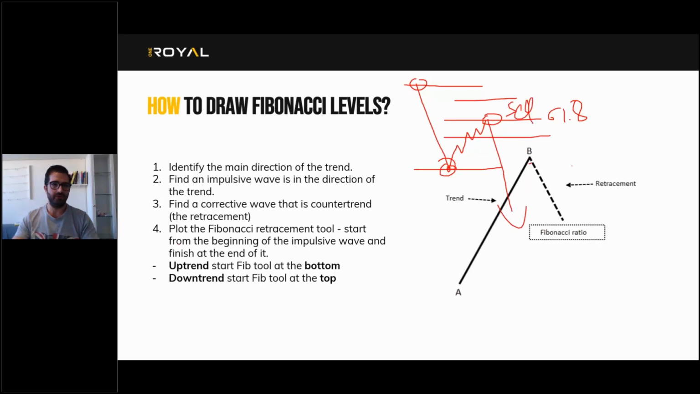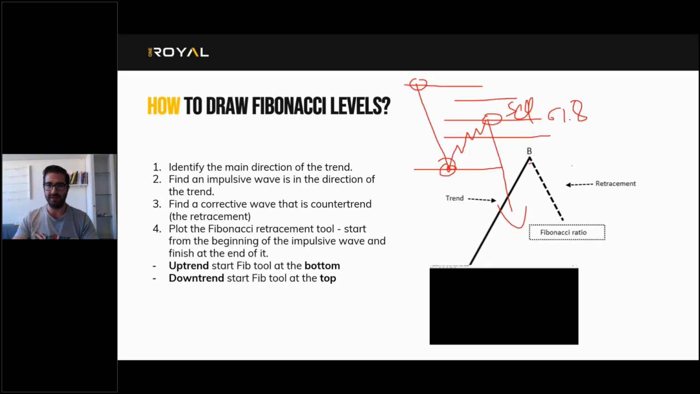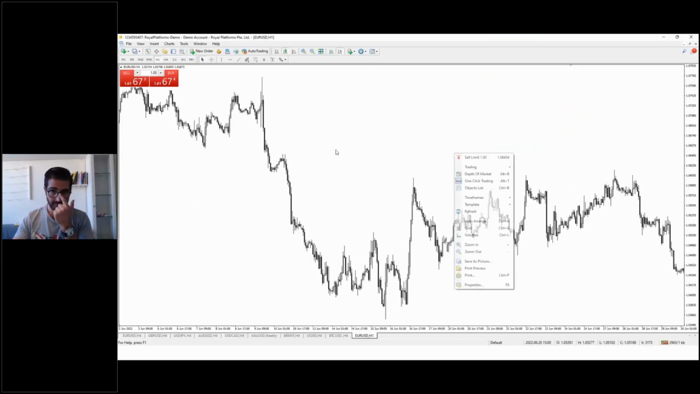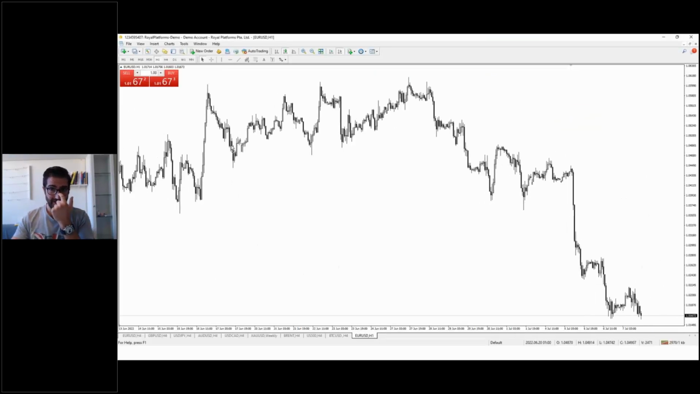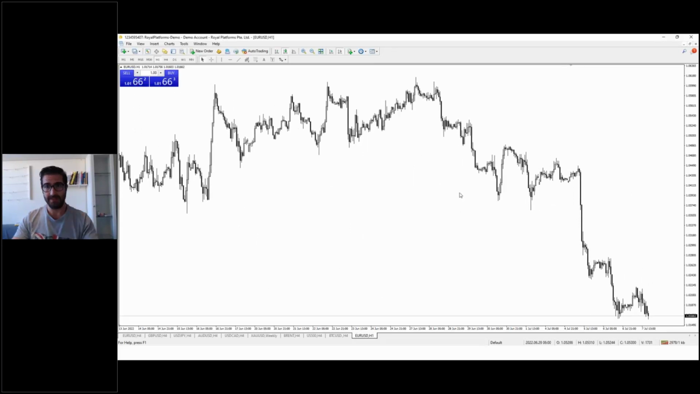Let's move to the MT4 to show you some real examples. If I start with a downtrend, let's say I will take here the Euro USD. As you can see, we have a downtrend. Lower highs, lower lows. So impulse, correction, impulse, correction. We have here a deep correction. So this is a whole impulsive wave and a correction.